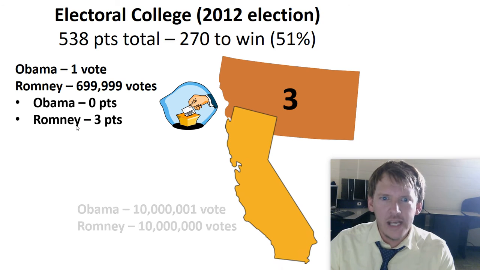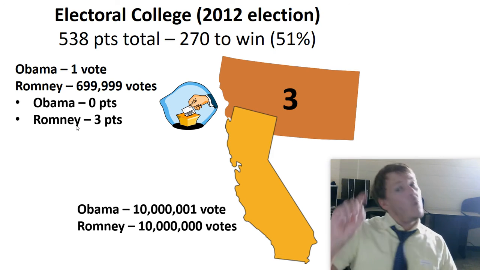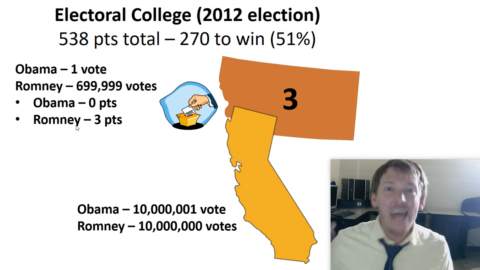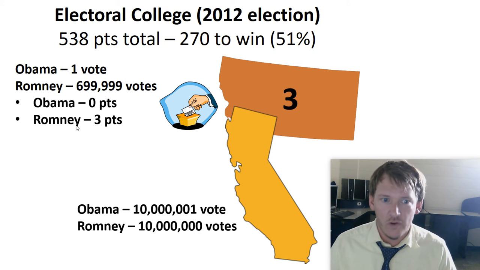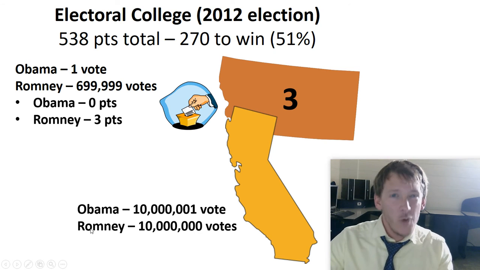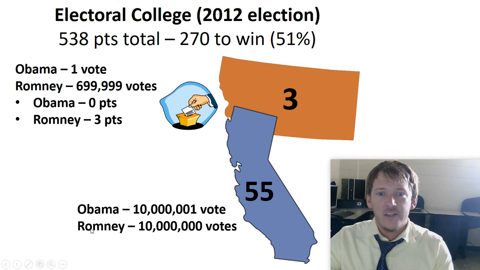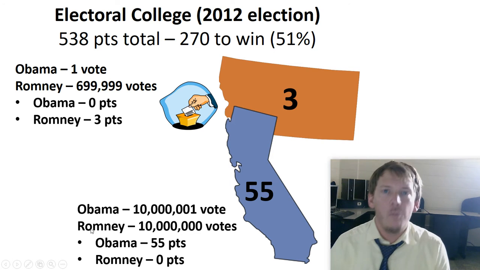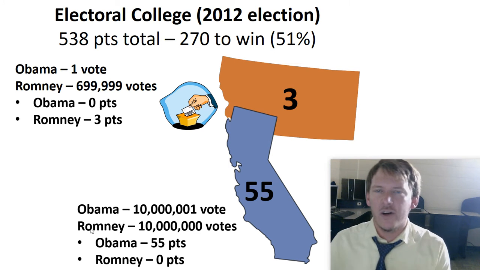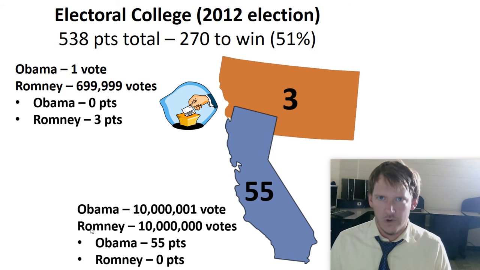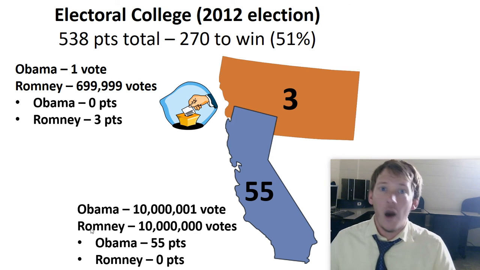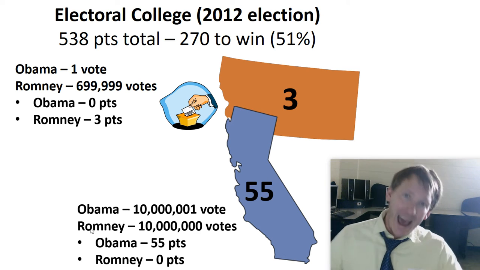Let's look at California. 10,000,001 vote for Barack Obama. 10 million vote for Mitt Romney. Obama wins by just 1. So he gets like half. No. All 55. It is a winner-take-all system. This is how the system works. It's state-by-state, winner-take-all, a popular vote by the state, and then you add up all the states.